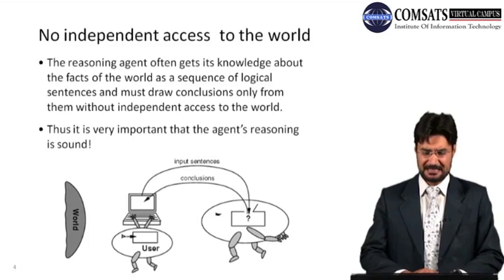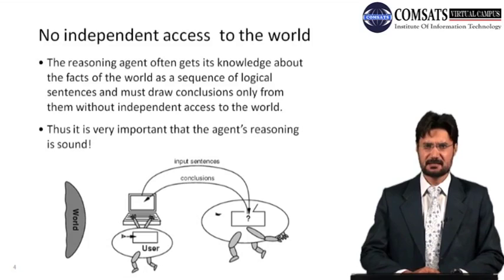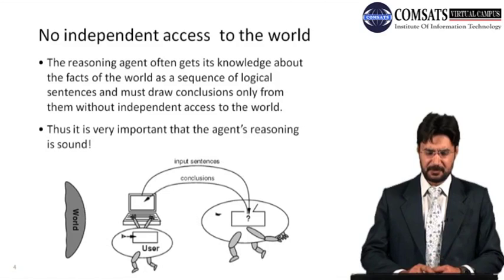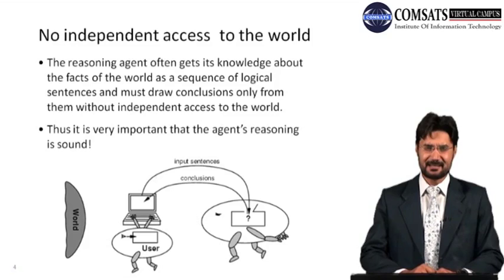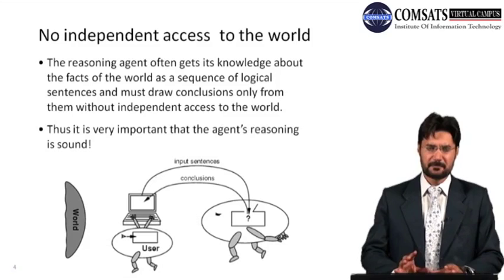Then the agent will take out the semantics out of it, the basic facts inside the sentence, and this will be understood, and it can then perform some action out of it. Thus, it is very important that the agent's reasoning is sound. Sound here means that it should be stable, very clear and understandable, so it can be at a level of perfection that it can take out the complete understanding of any sentence.